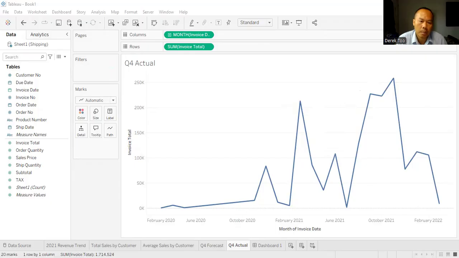Jumping to the next question: what month significantly outperformed expectation? Again, we look at this. I have the answer here again, and the month is November 2021. The actual is 258,881, and the forecast is 143,413. And because the actual is higher than the forecast, it outperformed by 115,468. All right.